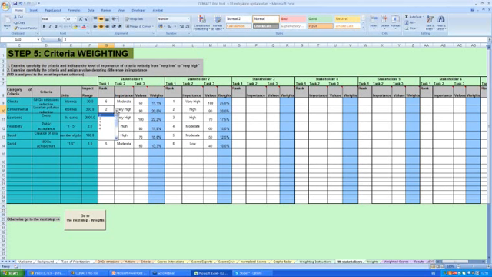Then local air pollution is an urgent, relevant issue for the local community. So we rank this as the second most important. Then public acceptance is a very important criterion as well. So it will be the third ranked criterion, and so forth. Right? That's the first step, the first task.